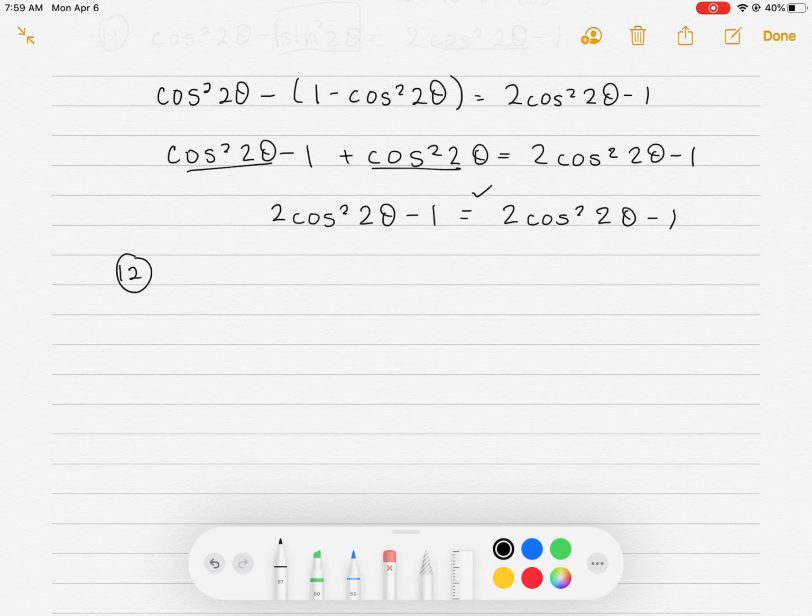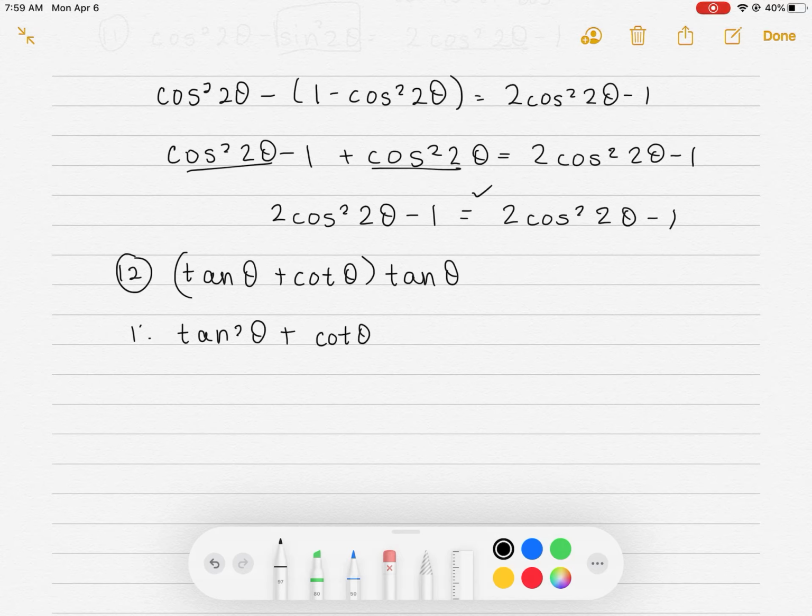Okay, so let's look at our next one here. So this would be number 12. We have tangent of theta plus cotangent of theta times tangent of theta. So the first thing I'm going to do is I'm going to distribute. So this is step 1. So we have tangent squared of theta plus cotangent times tangent, which I'm actually going to rewrite as 1. If you didn't do that, it would be okay. And we want to show that that's equal to secant squared of theta.